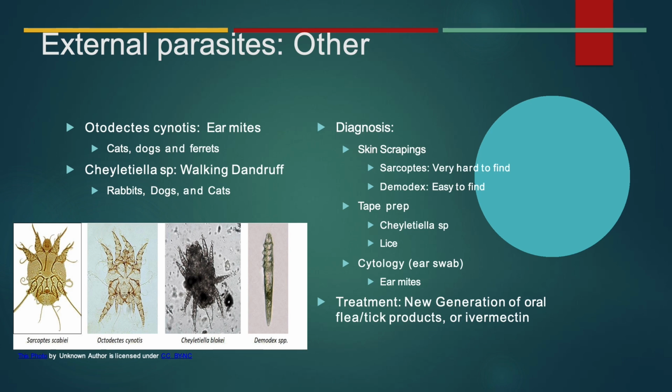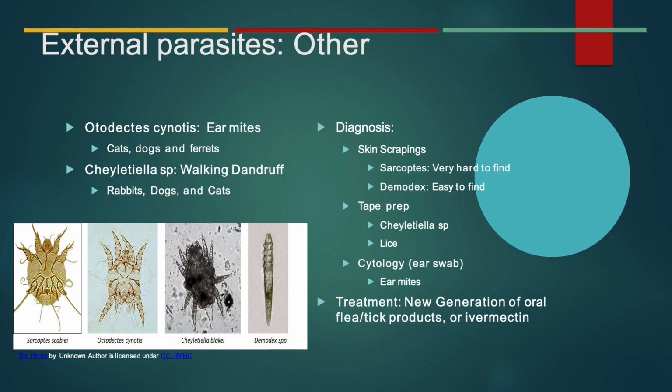Yeah. And just like it says, walking dandruff, they look like little white flakes, and sometimes you can't actually see them move within the coat. I know now you guys are all like, oh, my cat's got flakes.